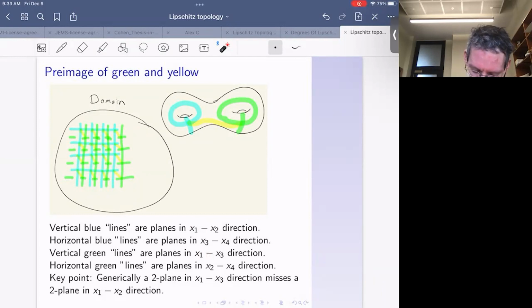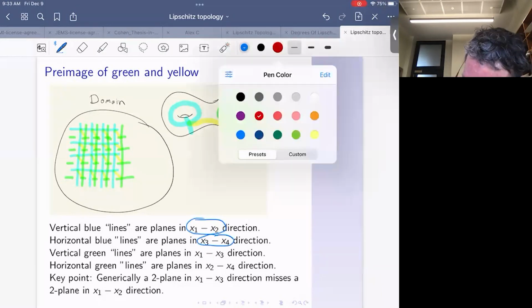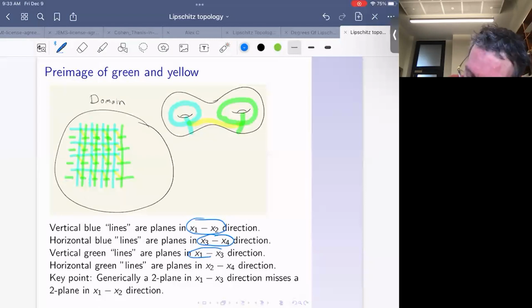And the same thing holds for each pair. So the blue x1, x2, let me color code. So blue, blue, green, green. Okay, so if I pick any pair where one is blue and one is green, say this one and that one, those two directions both have an x4. And that means generically, these two planes don't intersect those two planes. If they did intersect, they would intersect in a whole line in the x4 direction. But if I translate them a bit, then they won't intersect each other at all.